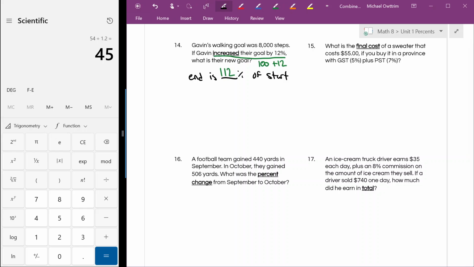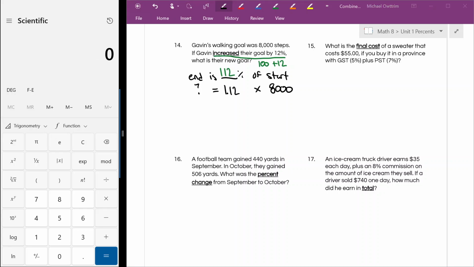Now our question is the 8,000, is that the end or is that the start? So it says Gavin's walking goal was 8,000 steps. They increased it. What is their new goal? So our 8,000 is going to be our starting point, and we've increased that by 12%, which gives us 112% of that 8,000. I've just converted that statement into an equation, so just replacing start with 8,000, of with times. My 112% is 1.12 as a decimal, and translates to equals.